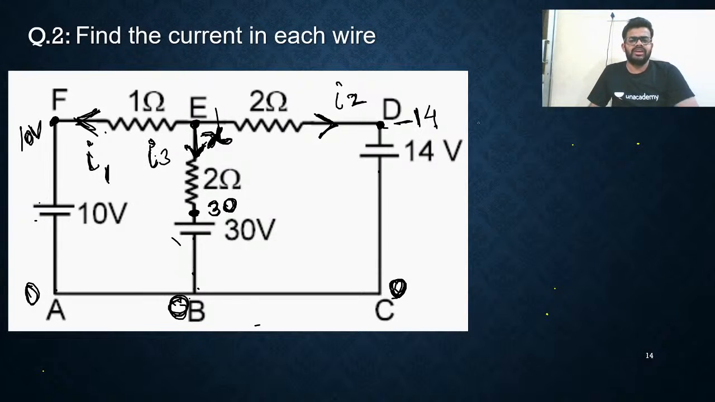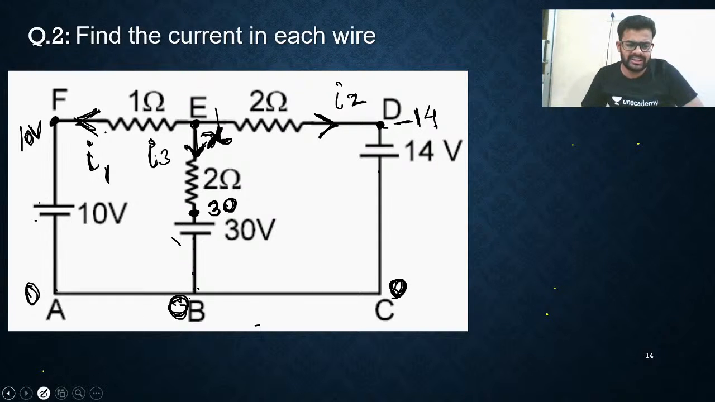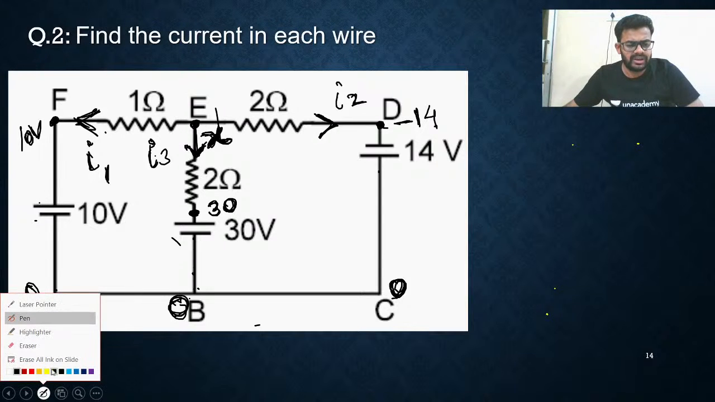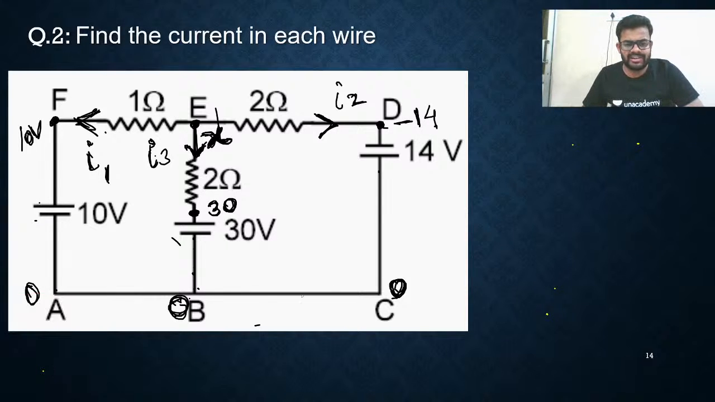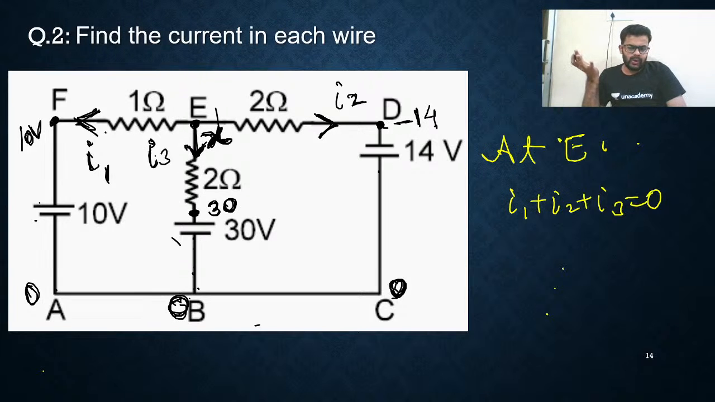Next, I am saying in all these three situations, current is going away from the junction. So we know only one thing: at junction, sum of all currents is 0. So at junction E, I1 plus I2 plus I3 is equal to 0. Why am I doing it like that? Because I have considered E is having X potential that I don't know, and in all three branches current is going away. Actual we will get.